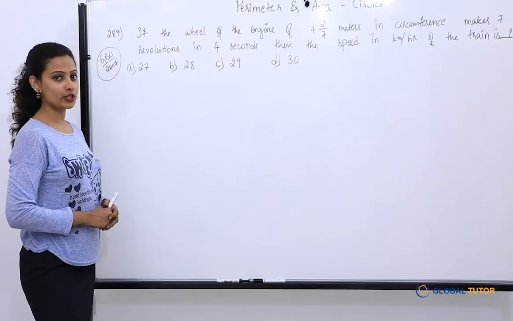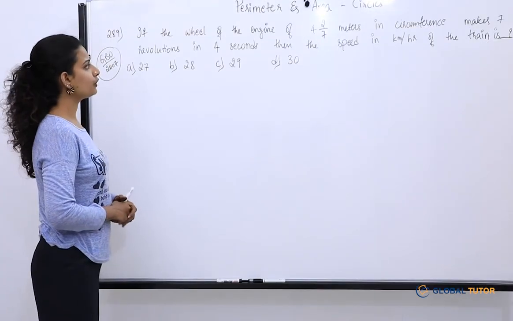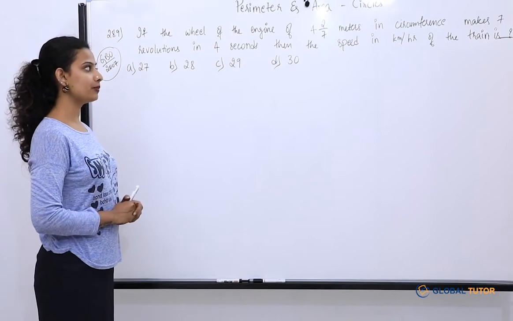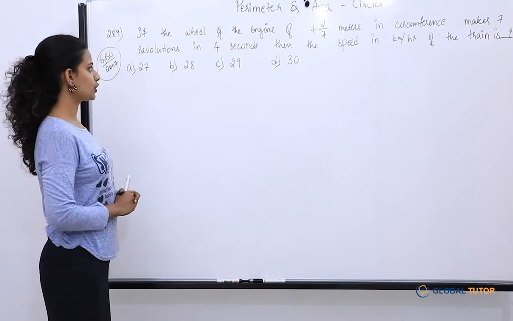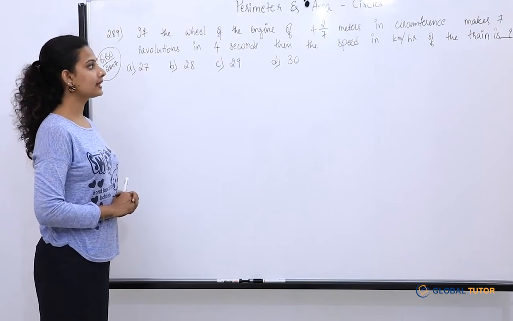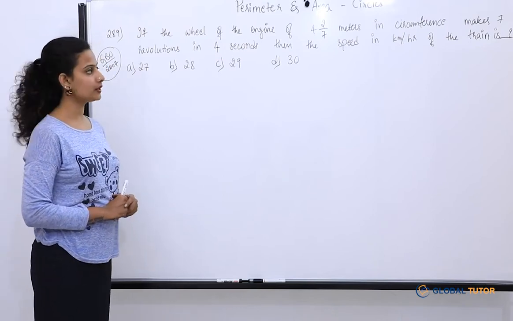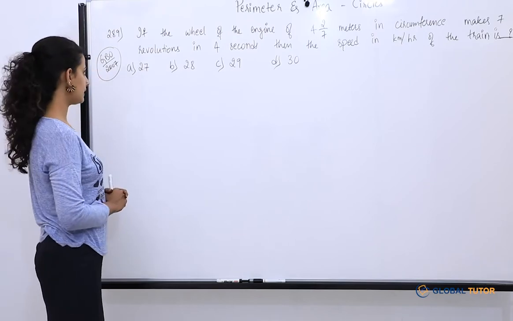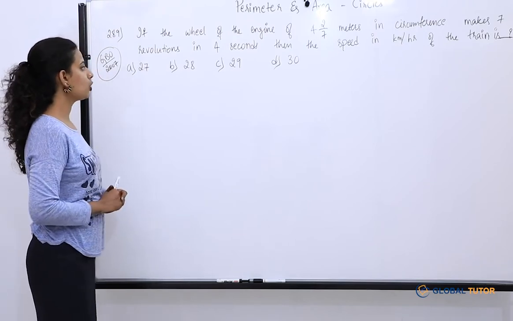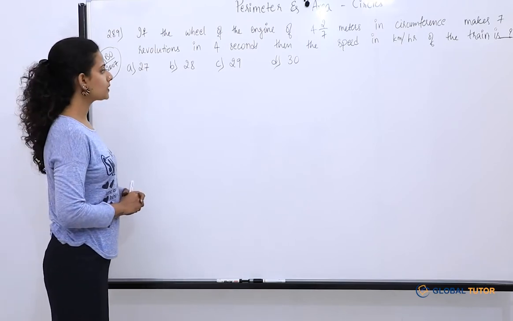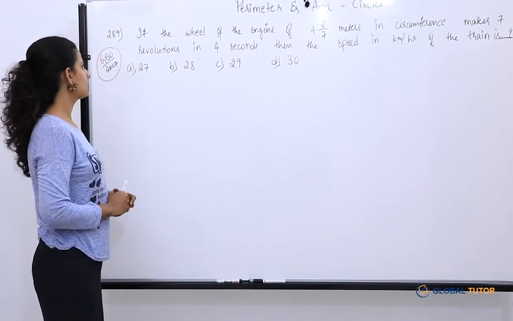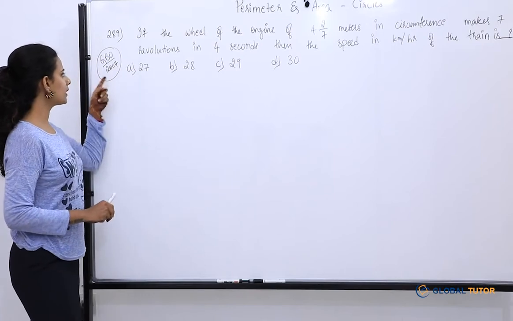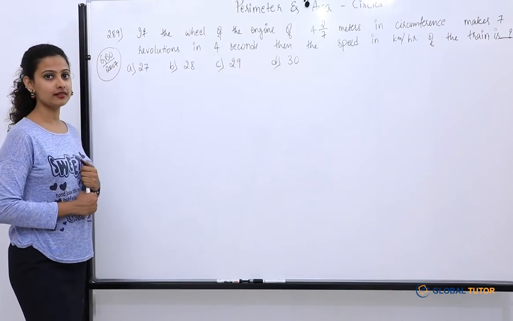Let us see the next question. If the wheel of the engine of 4 2 by 7 meters in circumference makes 7 revolutions in 4 seconds, then the speed in kilometer per hour of the train is option A 27, option B 28, option C 29, option D 30. And this question has appeared in GBO exam in the year 2007.